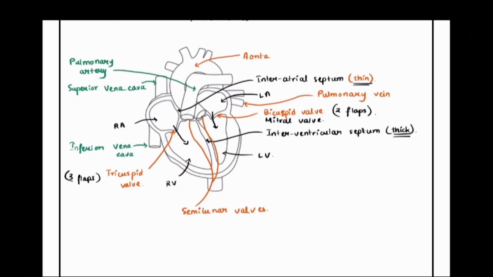Right. So this was an overview of the different parts of the heart. And in the next one, we are going to look at the nodal musculature. Then we are going to look at the double circulation that is going on inside the body.